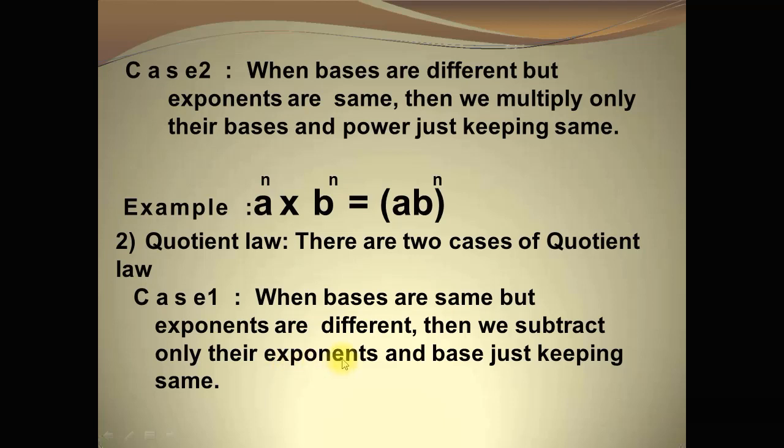Dear students, I want to repeat this. Note that in the product law, when bases are the same but exponents are different, then we add their exponents and the base just stays the same. But in the quotient law, when bases are the same but exponents are different, then we subtract their exponents and the base just stays the same.